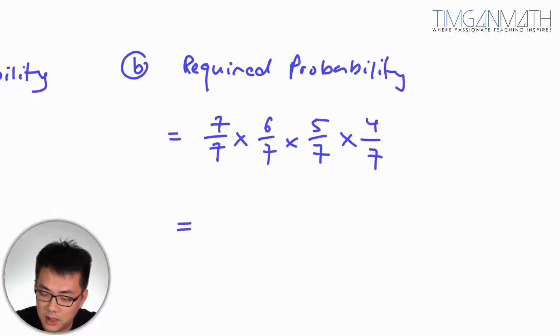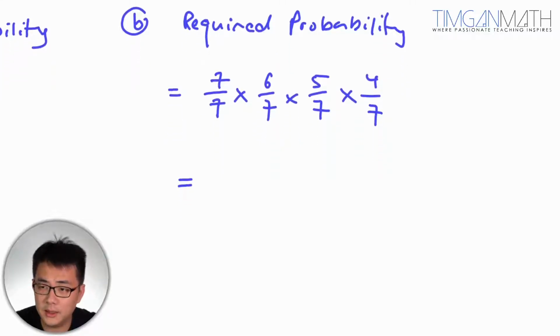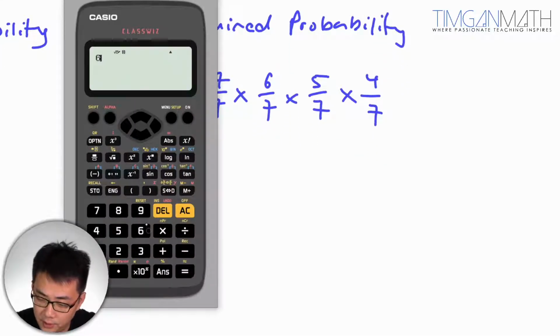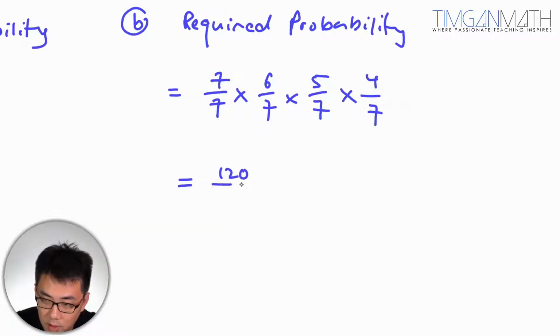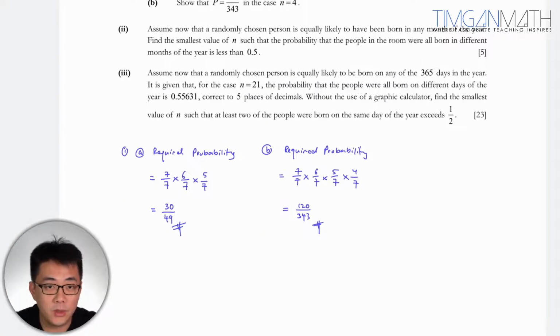Okay, so this case here, I think 6 times 5 times 4 divided by 7 to the power 3 will be 120 over 343. 120 over 343. Okay, so that's how you do this question here proficiently.